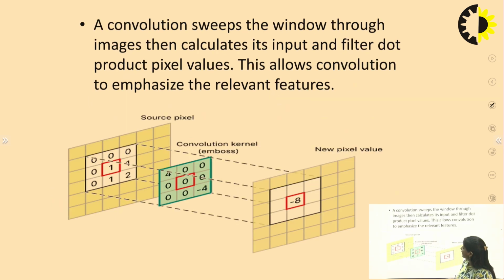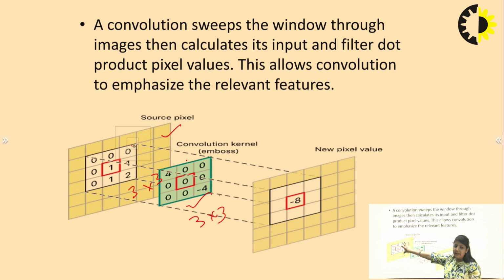So here is the example. This is the source pixel window of 3 by 3, and the filter size is also 3 by 3, and we have to slide this kernel onto that window and find the dot product. After calculating the dot product, we will get the value of the center pixel, that is -8. So this size will be reduced: this 3 by 3 will be reduced into 1 by 1.